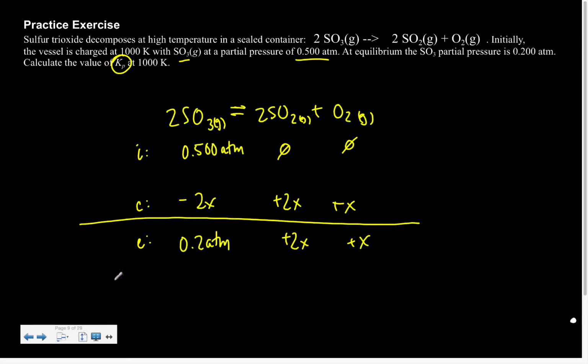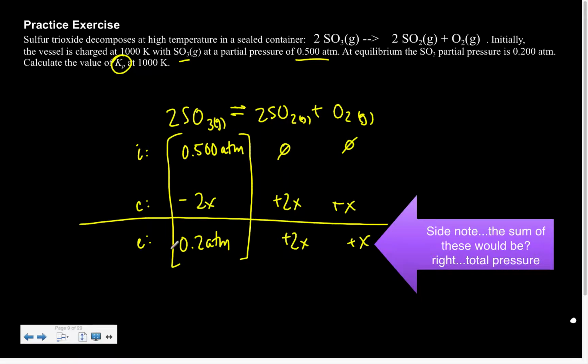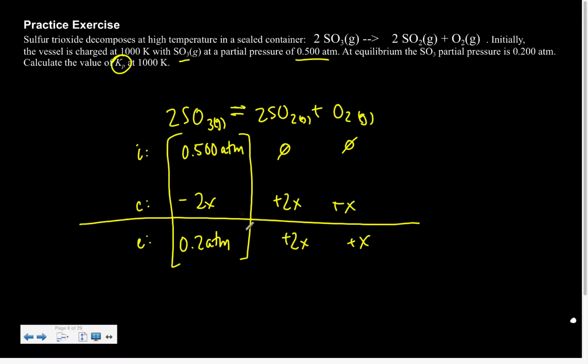Now, if I look at all of this, can I solve for x? So what I'm going to do is solve for x here, and then plug that x in here, and then once I have all of these, I'll plug that into my equilibrium expression in order to solve for Kp.